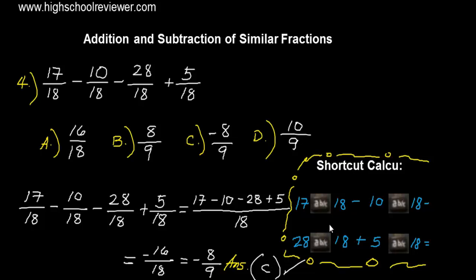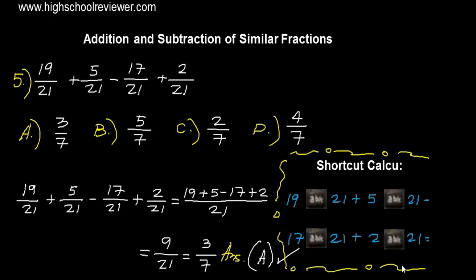And for the shortcut using your calculator, these are the shortcut keys. 17, the fraction key, 18 minus 10, fraction key, 18 minus 28, fraction key, 18 plus 5, fraction key, 18, and then the equal sign.